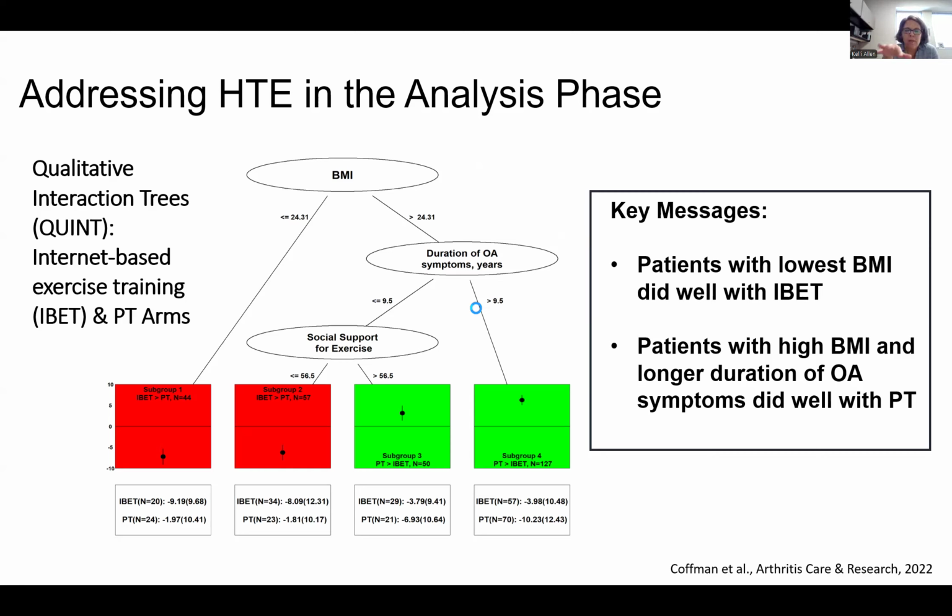Two messages that I've put here that I think are helpful and are pretty clear from these analyses is that people with the lowest BMI did well with the home-based program, and then people with high BMI and the longest duration of symptoms did well with PT.